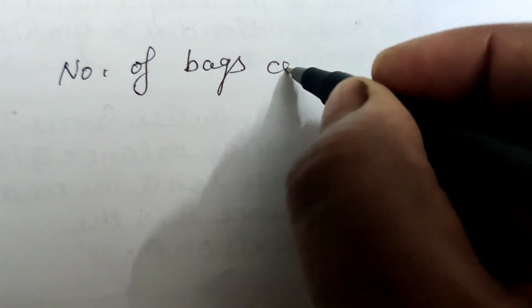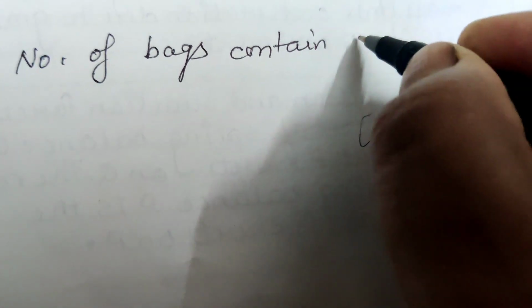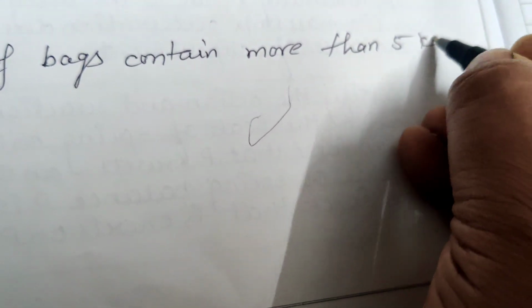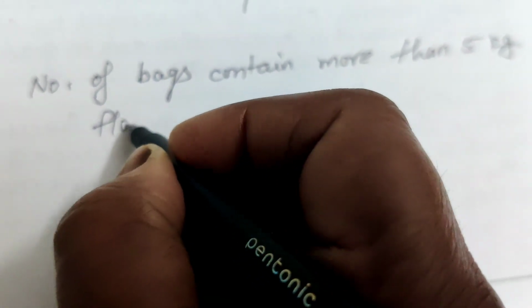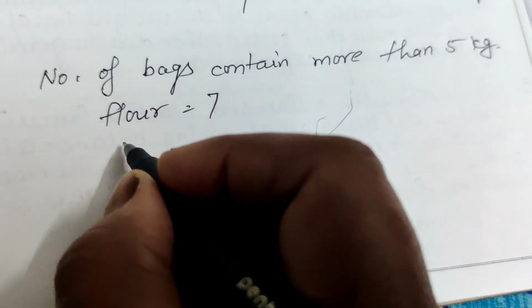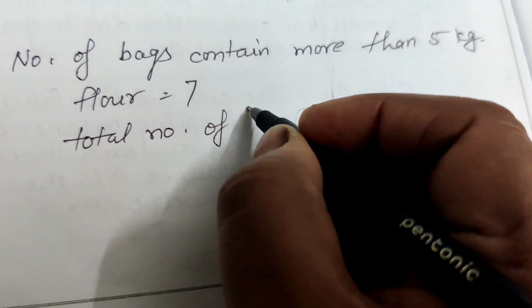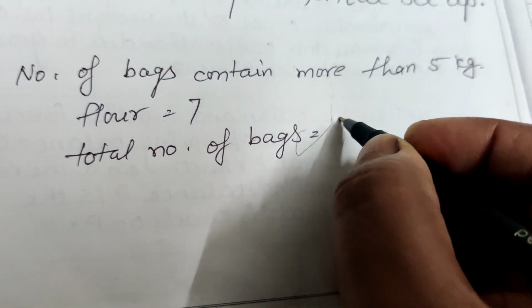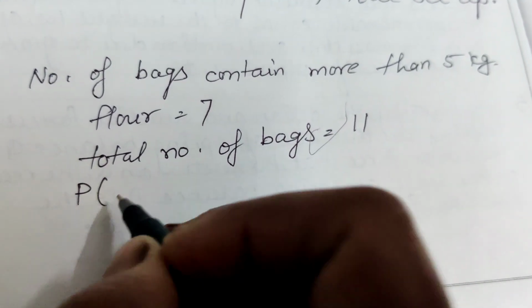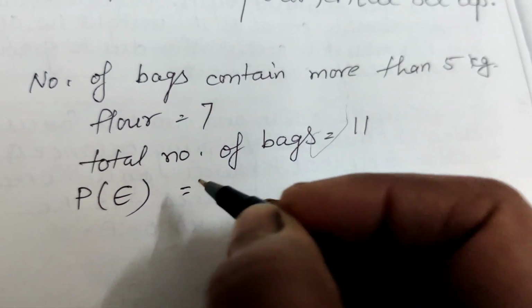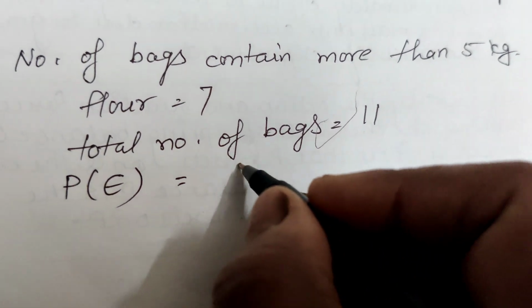The number of bags containing more than 5 kg flour equals 7, and total number of bags equals 11. Therefore, the probability of bags having more than 5 kg weight is 7 by 11.